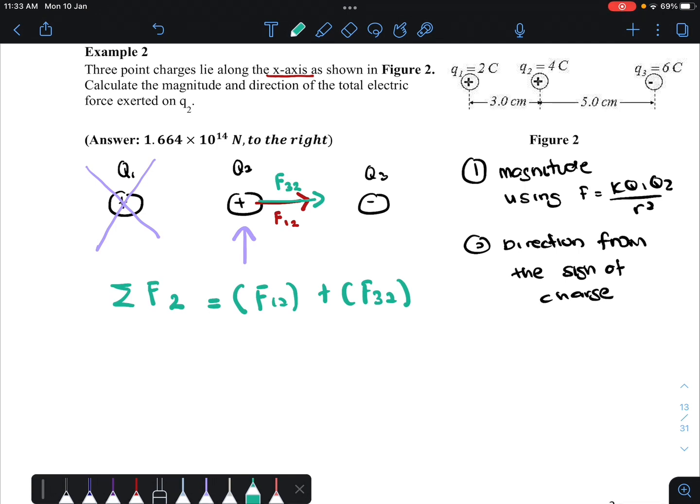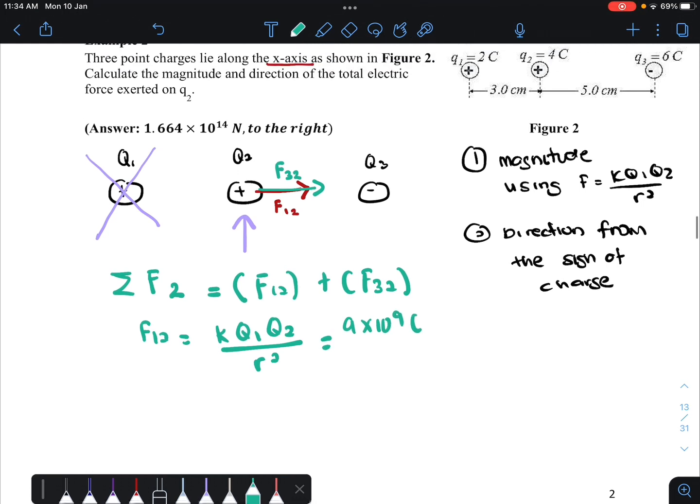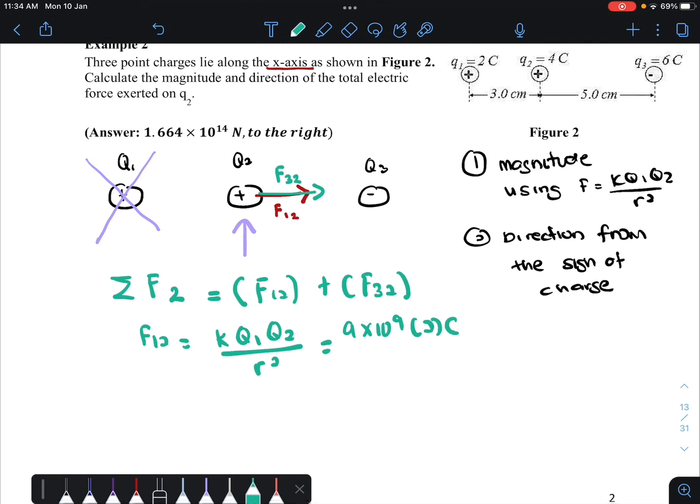Okay, next, what we are going to do is find the value of F12 dulu. F12 equals k Q1 Q2 over r squared. So next, you're going to substitute all the values here. Nilai Q1 diberi sebanyak 2 coulomb, and Q2 is 4 coulomb.